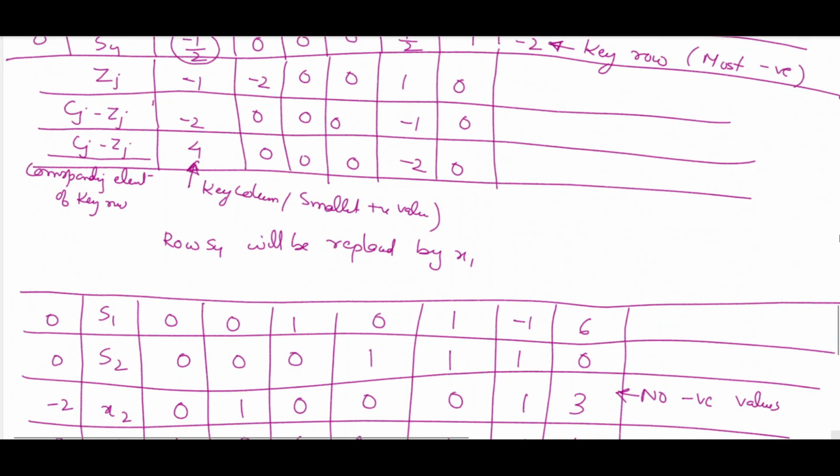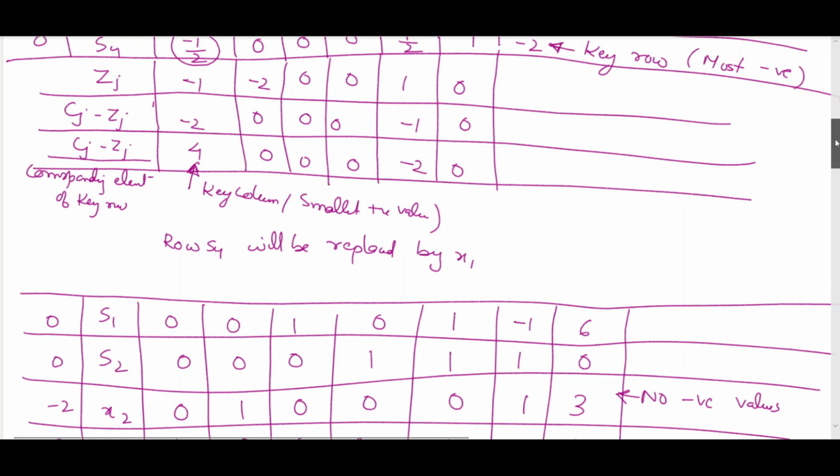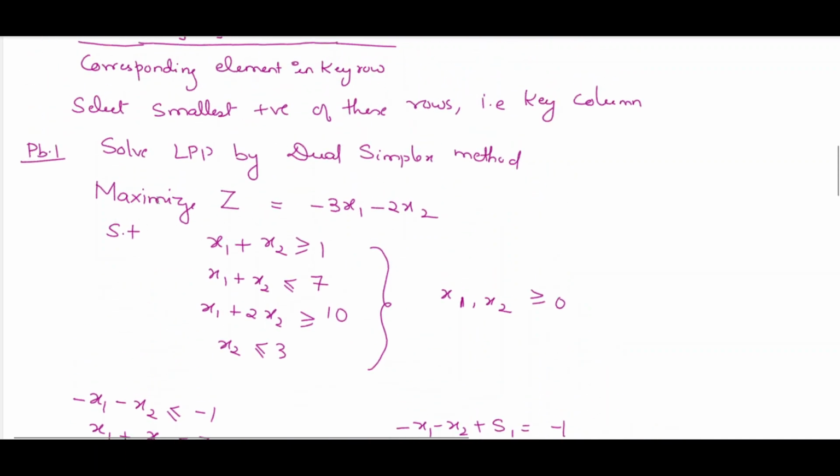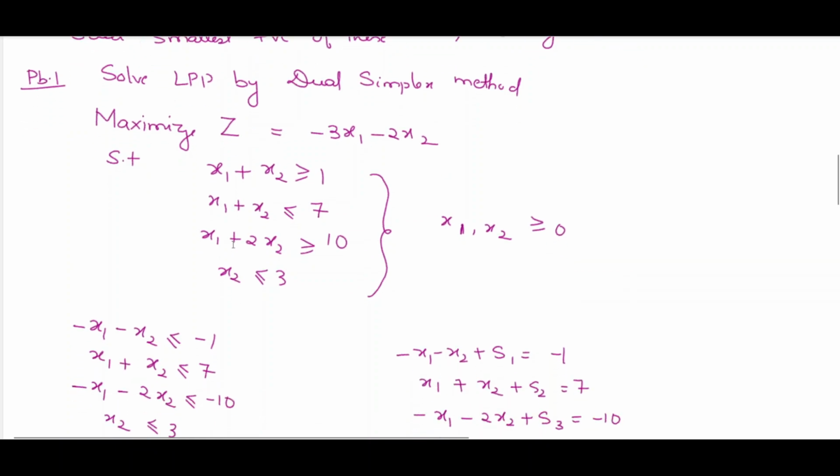So let me summarize how you will solve the dual simplex problem. The first step is that, first of all, you will see whether the problem given to you by the dual simplex method is of maximization type or minimization type. If it is of minimization type, convert the problem to a maximization one by multiplying it by minus 1, and then you have to write it as z dash. I'll tell you one example of that.